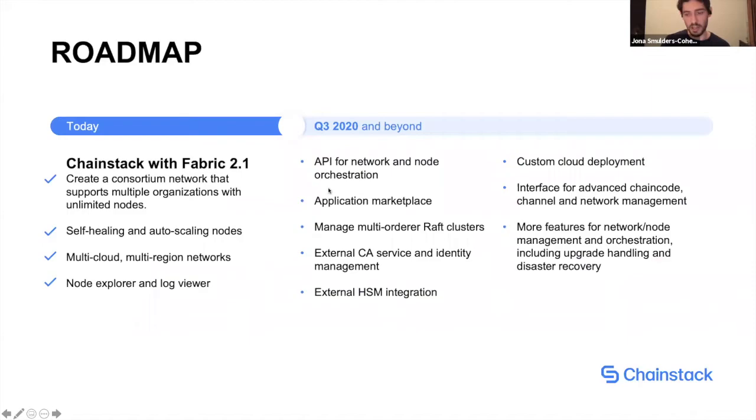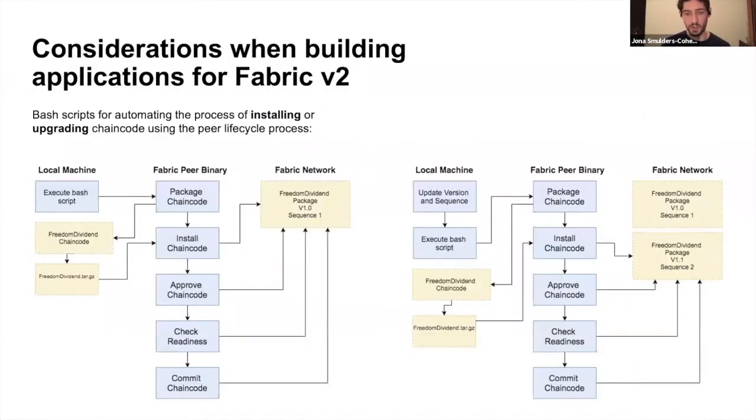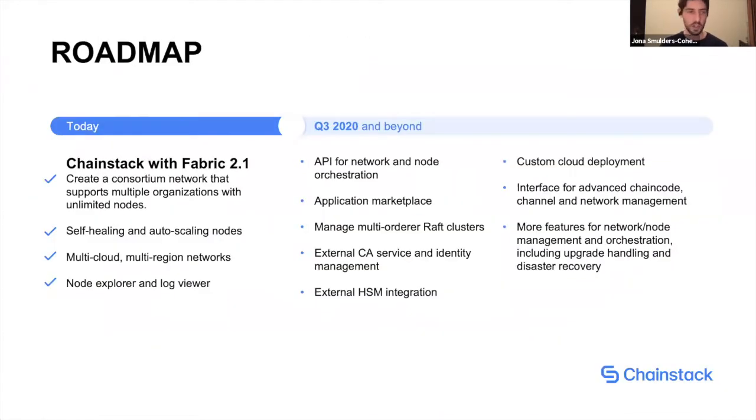Great. So that was the demo, and I would like to just take 1 minute to talk a little bit about our roadmap and our commitment to working with Fabric and the Fabric community. So today, as I showed, on Chainstack, we're running Fabric 2.1. We were the first managed blockchain service to support Fabric version 2 just weeks after its release, where we announced it in Phoenix.